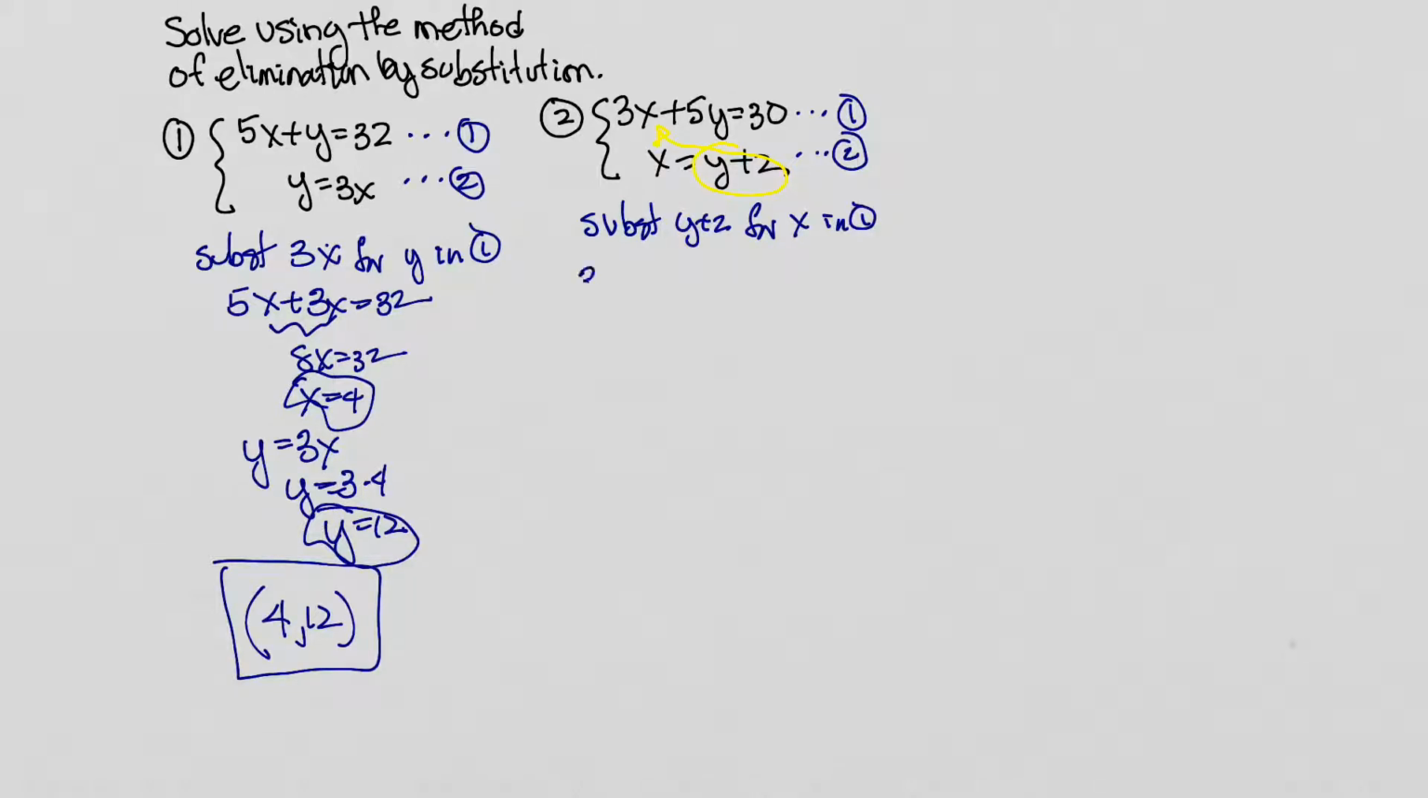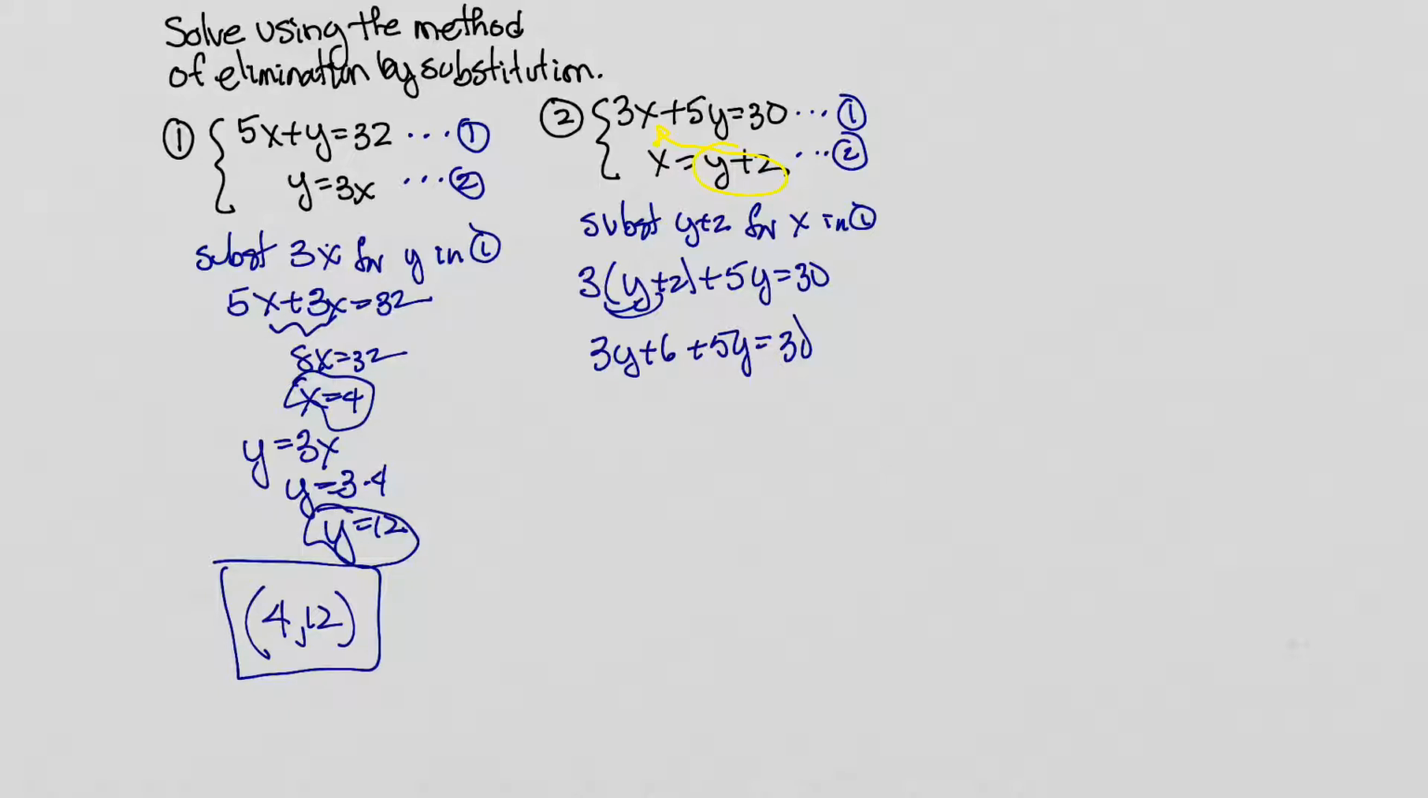That'll look like this. 3 times x. But x I know is y plus 2. And then plus 5y. That's equal to 30. Let's take the 3 through, distribute. We'll get 3y plus 6 plus 5y equals 30.